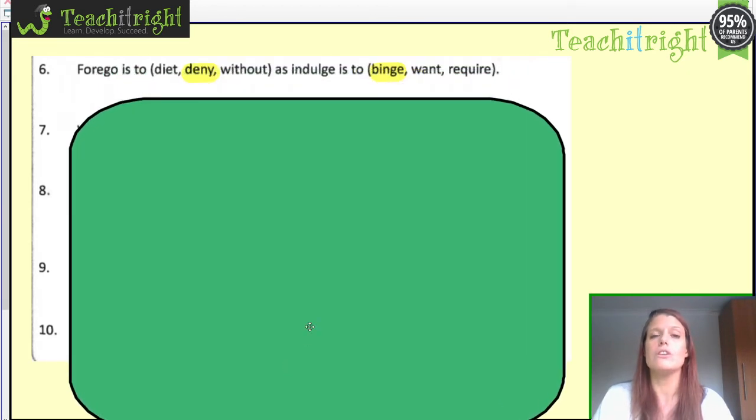Forego is to deny, as indulge is to binge. So this might have been a bit of a tricky one. And deny in this context is a synonym for forego something. So somebody might say, I will forego dessert because I have had enough, rather than indulge and binge on lots of food that they don't need. So that's just one example of how those words can be used together.